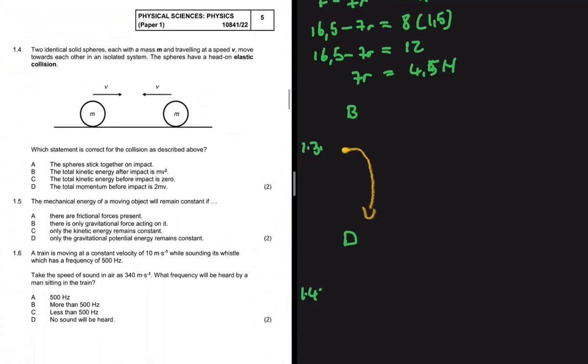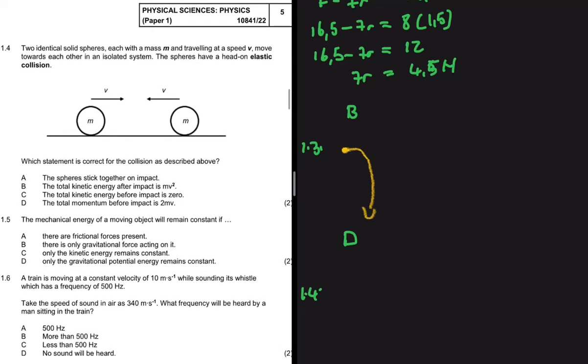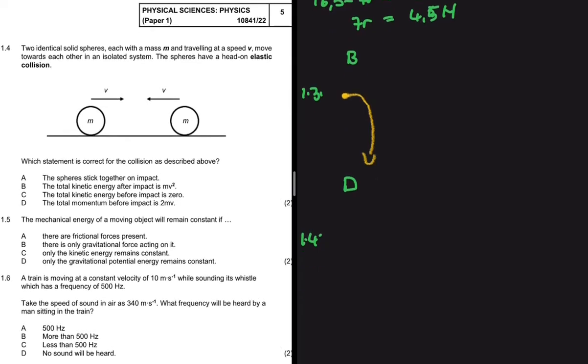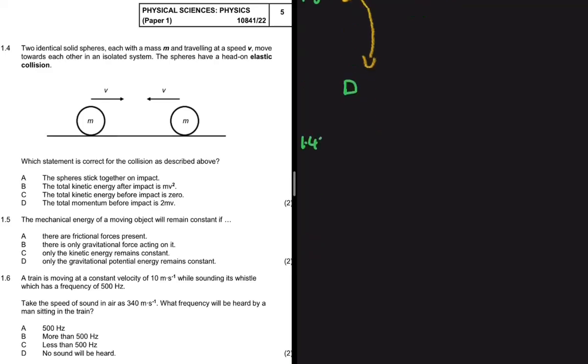1.4. Two identical solid spheres, each with a mass m and traveling at a speed v, move towards each other in an isolated system. The spheres have a head-on elastic collision. Which statement is correct for the collision as described above? So if the collision is elastic, then the momentum, sum of p before, shall be equal to sum of p after, right?